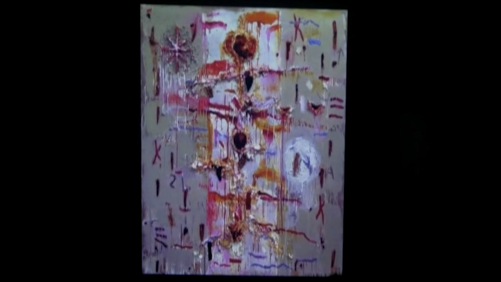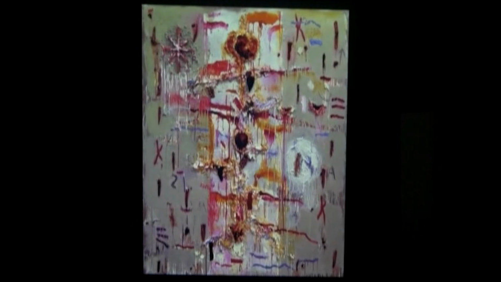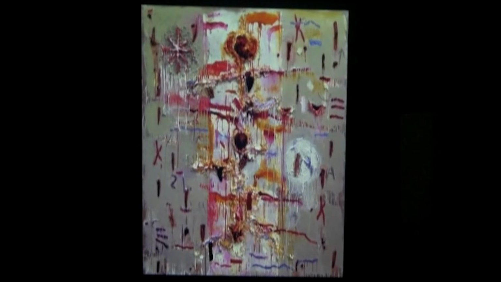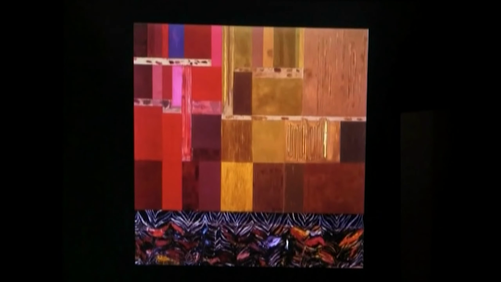This is called Song Cycle 1 for Molly. That's a new painting, which I showed with this one because I thought that was an interesting combination. Are these paintings all out of focus or not? No. Okay. Symphony 5.